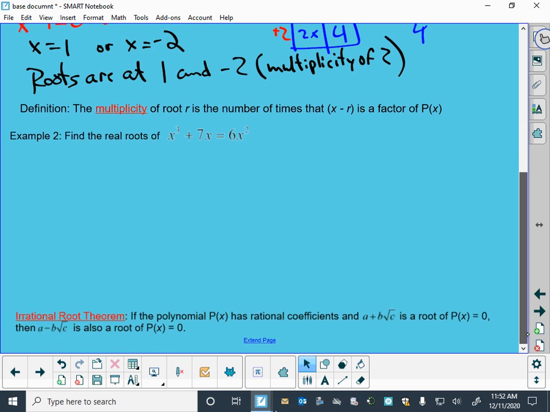All right, we got a second example here. Multiplicity of root r is the number of times that x minus r is a factor of p of x.